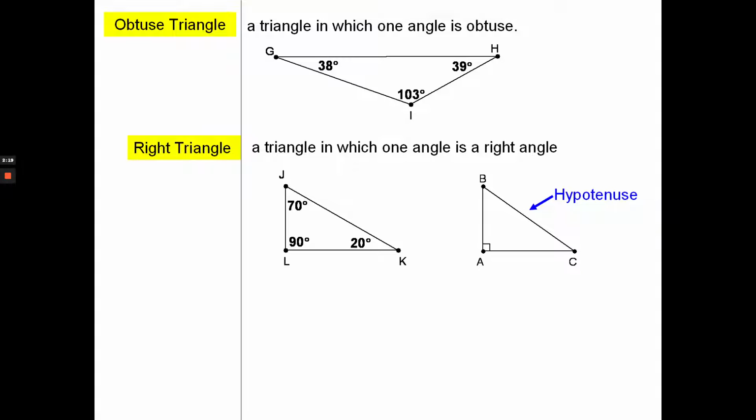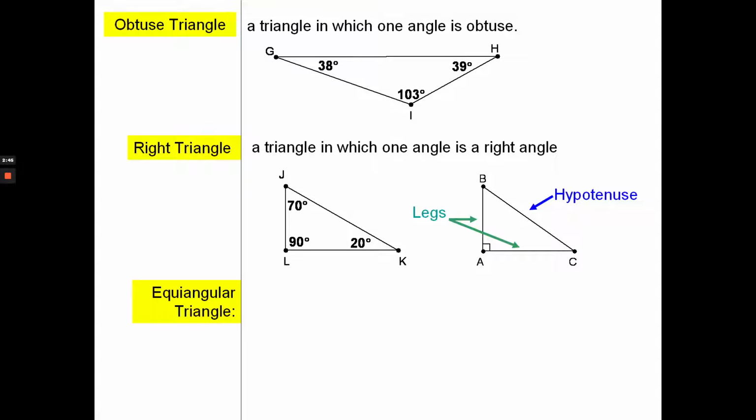Okay, parts of the right triangle that we need to know. The side across from the right angle, so your little box points at it, is called the hypotenuse. The other two sides that are not the hypotenuse are called legs.